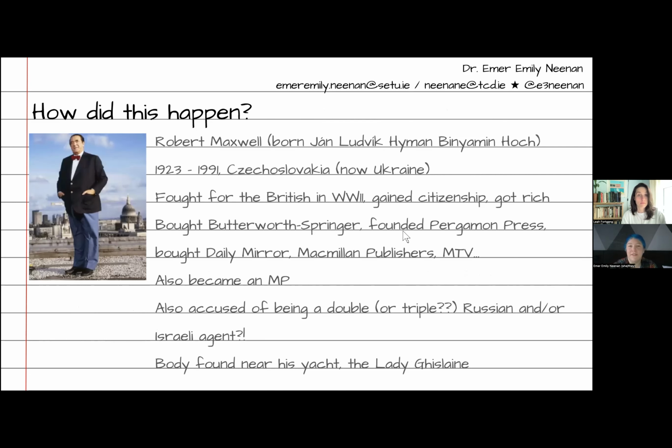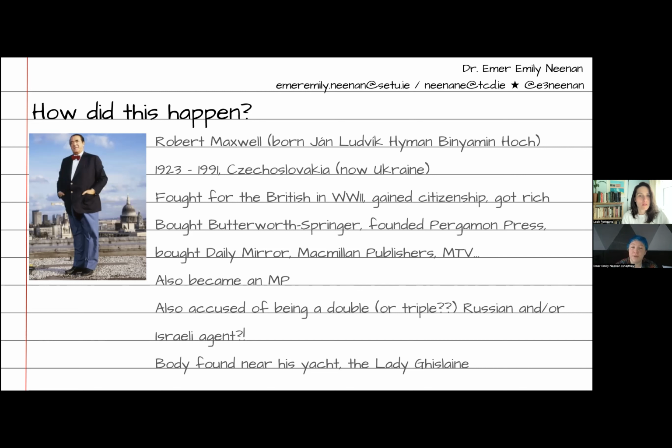The background of this is that this guy, Robert Maxwell, who has a really, really strange life story, was born in what was Czechoslovakia and is now in Ukraine. He fought for the British in World War II, but may have been some kind of double or triple spy, so who knows what's going on there. But he fought for the British in World War II, got citizenship, and became very rich.